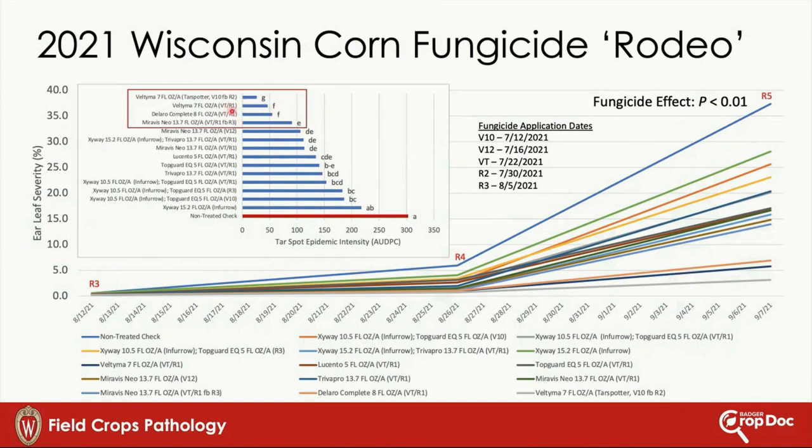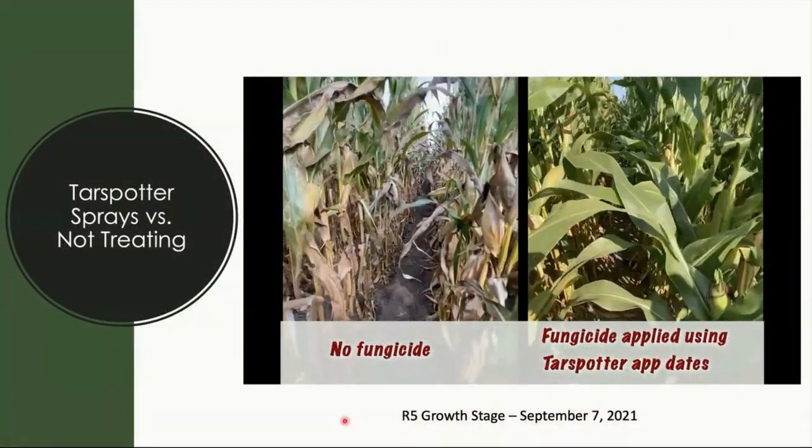Now we did have some other programs applied right around that tassel R1 timing that was on par. So anything inside the red box here was not different from each other, but you can see a lot of these things much better than the non-treated check. So again, really optimizing those fungicide programs and getting those applications on at just the right time.